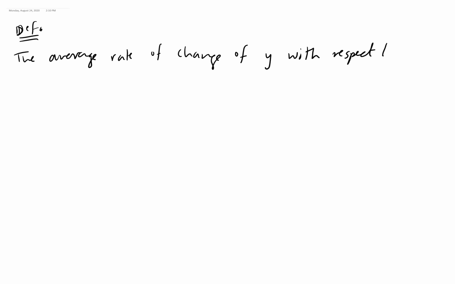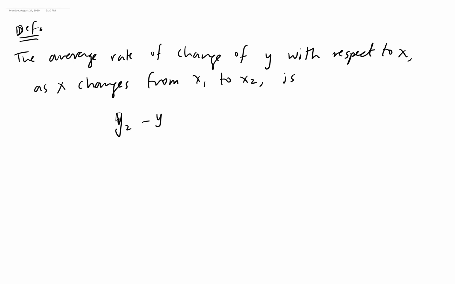We say the average rate of change of y with respect to x as x changes from x1 to x2 is given by y2 minus y1 over x2 minus x1, provided x1 cannot equal x2.